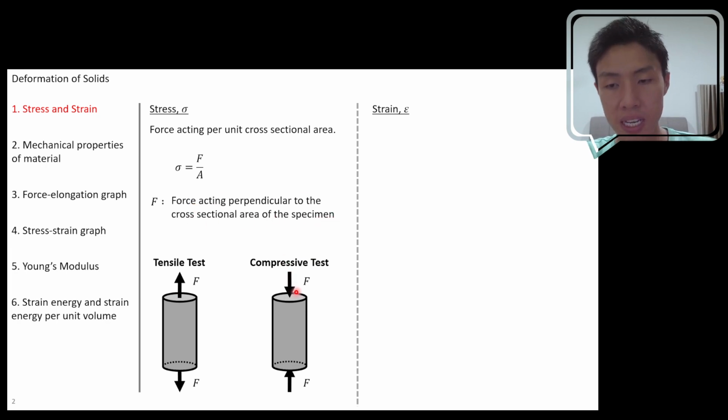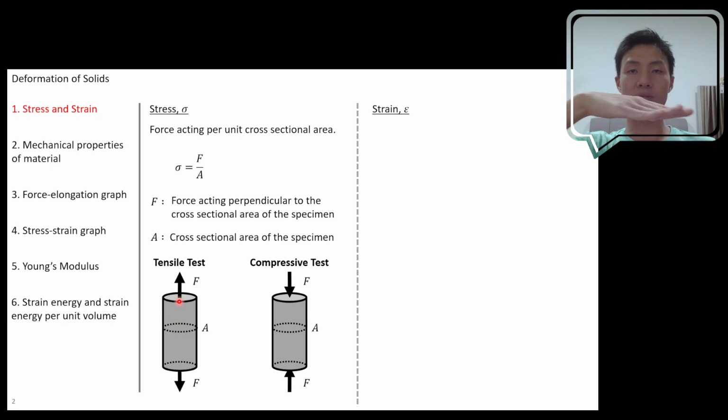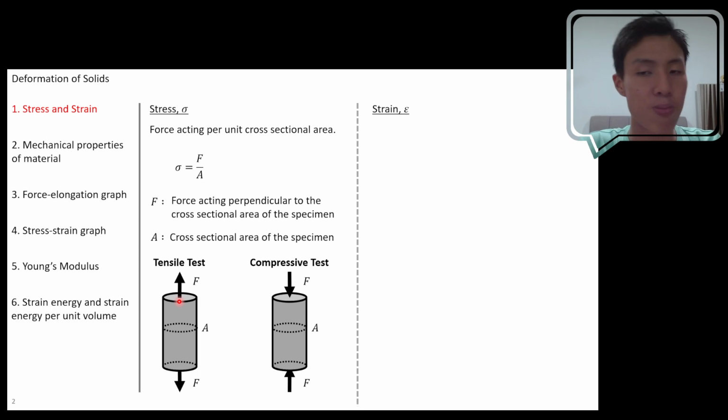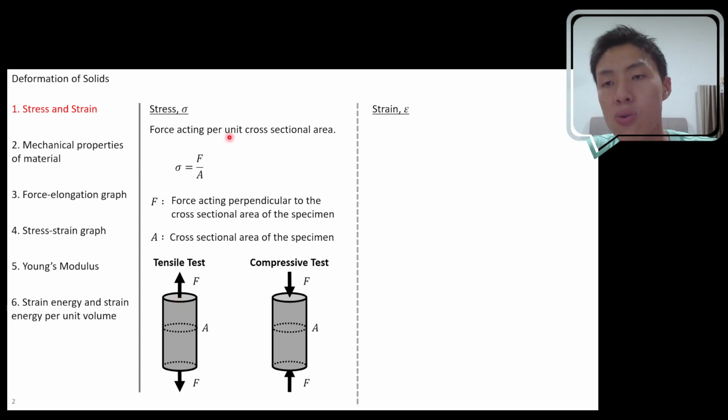And of course, to make it clear, where is our specimen's cross-sectional area? The cross-sectional area is this circular area of the specimen. If you press like this, this will be your cross-sectional area. If this is your specimen and you press like this, this will be your cross-sectional area. You have to be very clear where the force is being exerted and where the cross-sectional area is. Only then are you able to determine this value, which is force per unit area, stress.